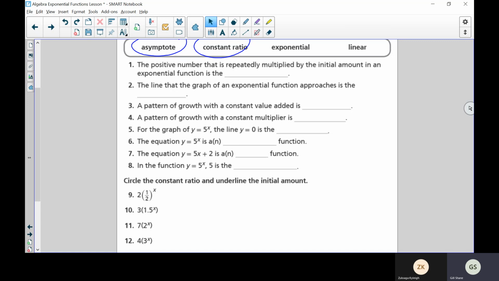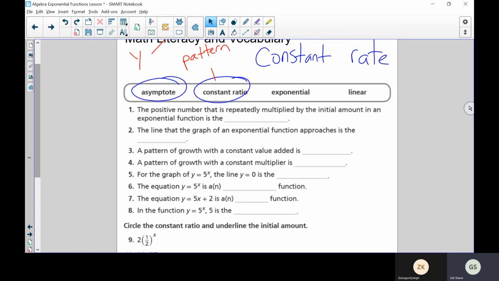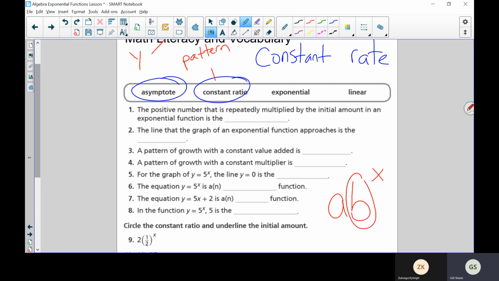Maybe you're right. So you need to know the constant ratio is just the pattern. The constant ratio is the pattern. So if the constant ratio is the pattern, we also said in the equation, right? B is the pattern, right? Well, that means that's also the constant ratio. So B is the pattern or the constant ratio.